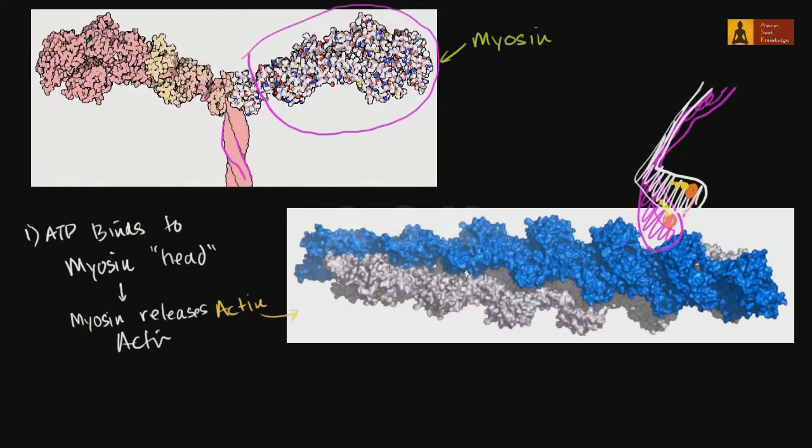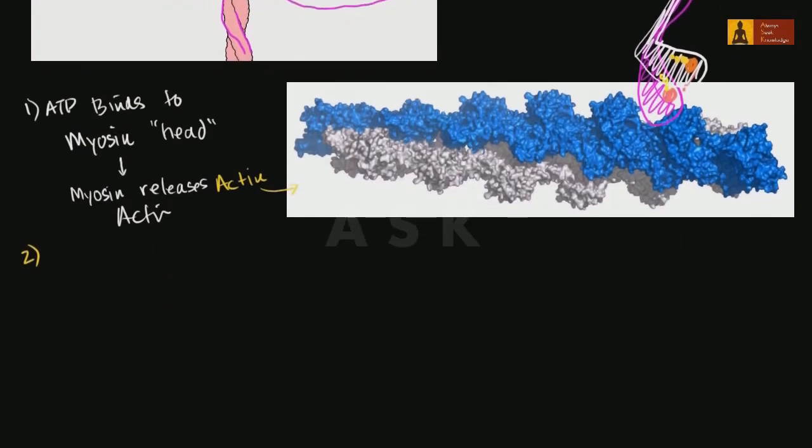Now in the next step, the ATP hydrolyzes. The phosphate gets pulled off of it. This is an ATPase enzyme. That's what it does. So let me write that down. Let me scroll down a little bit. Step 2: ATP goes to ADP plus a phosphate group. And what that does is release the energy to cock this myosin protein into a high energy state.